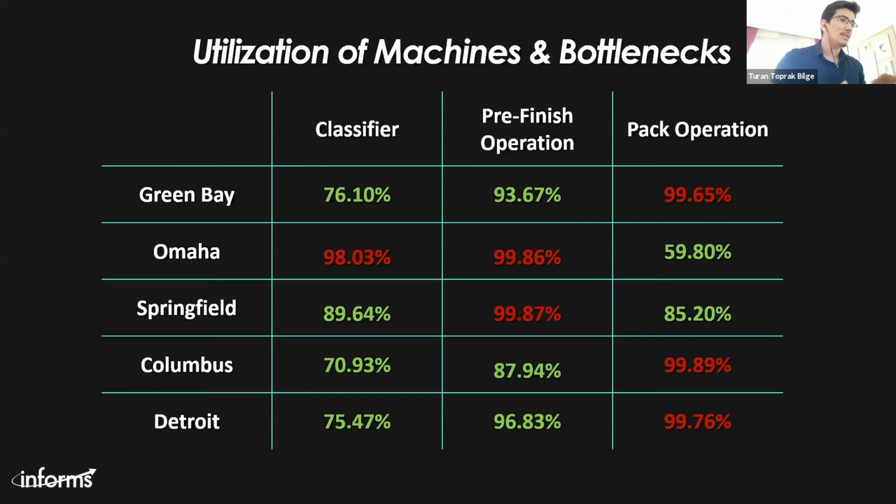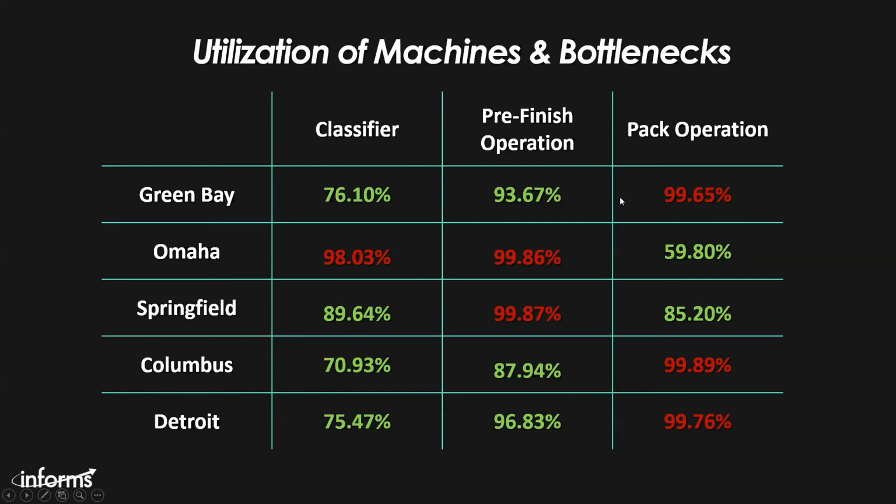For instance, for Green Bay, it is like 64 days or something like that. So it is the 99.65% packaging operation for only 64 days. So actually in 6 months, it is not really at 99.6% utilization. Okay, thank you.